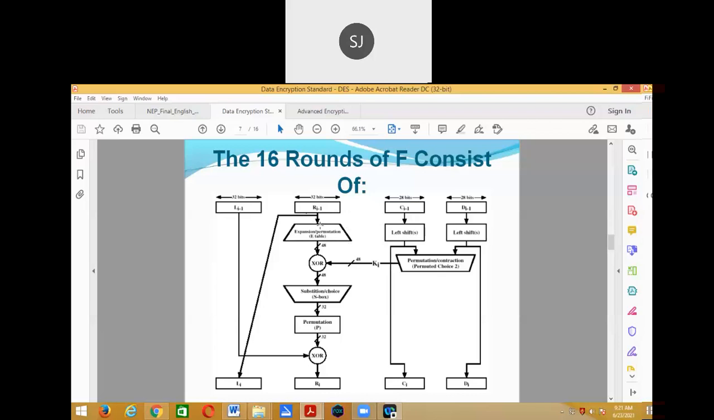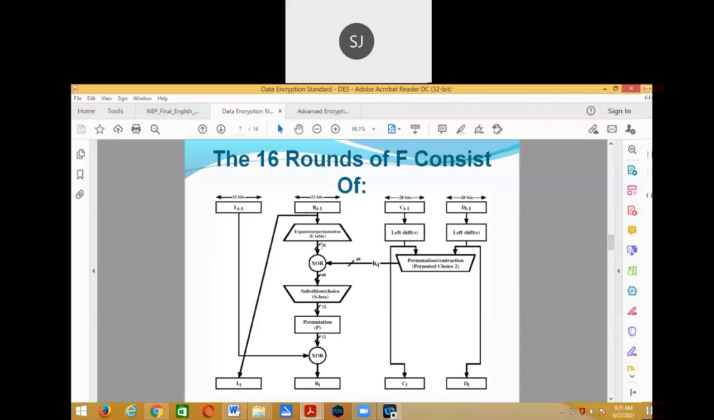Fewer inputs, more outputs. The 32-bit input is expanded to 48 bits. Before expansion, it is again subjected to permutation. So how is it expanded? Some of the bits are repeatedly written. How do you make 32 bits into 48 bits? Out of the 32 bits, 16 bits are repeatedly written. That is how we make 32 bits into 48 bits.